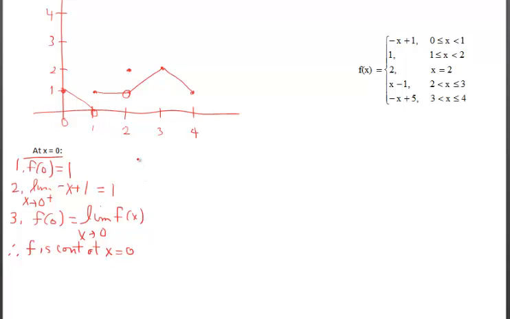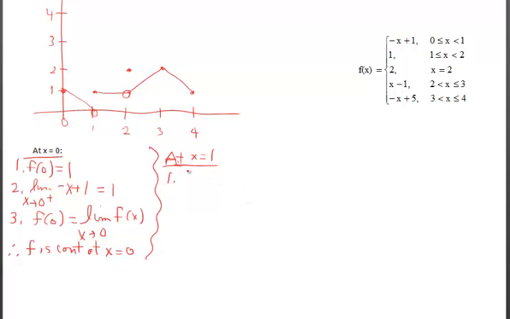Let's move on and look at the next integer, which is x equals 1. Let's apply the three-part continuity test. Same question. Is the graph continuous at x equals 1? A quick inspection shows no, the graph is not continuous at x equals 1. Why? We have a jump discontinuity.